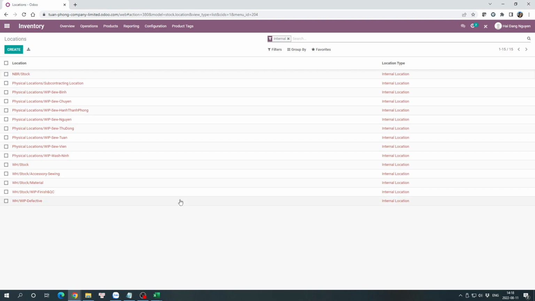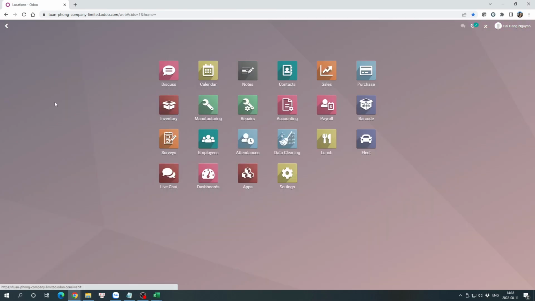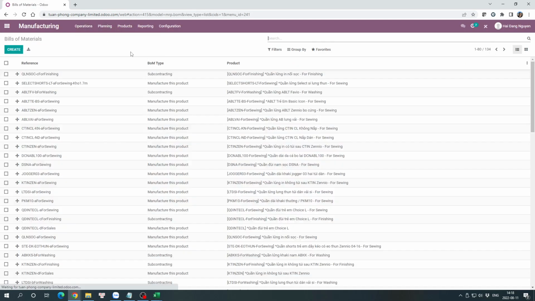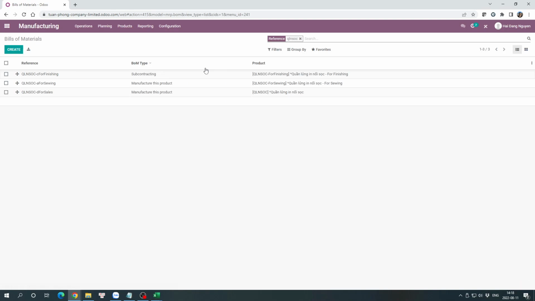Now, with that in mind, we turn our attention to manufacturing. So let's take a look at bill of materials. The example that I'll walk you through is this product. Reference sorted from A, C, D: sewing, finishing, for sales. There's no B here because this product doesn't require washing.